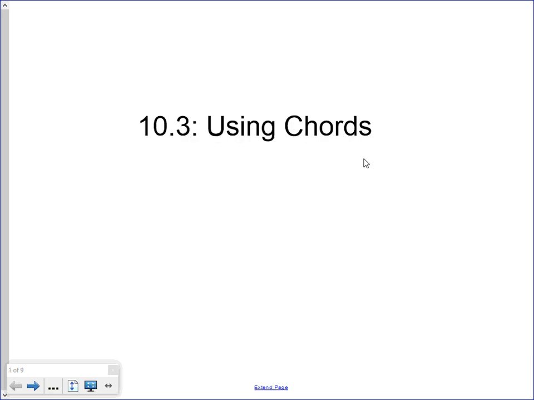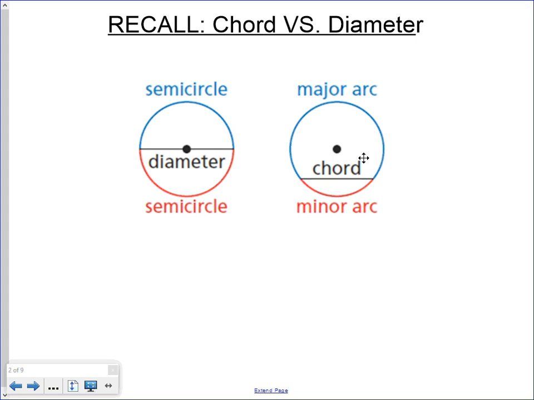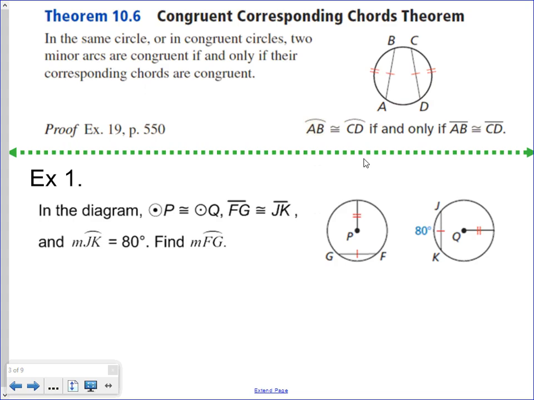So today we're going to be doing a few different theorems involving chords. Let's refresh our memories here, and this will be on your quiz as far as vocab: what a chord is. A chord is a segment that starts and stops on the circle. Let's look at the difference between a diameter and a chord. A diameter has to go directly through the center, so it's like a halfway point of the circle, and a chord does not have to go through the center, so it splits the circle into a minor arc and a major arc, okay? Today we're talking about chords. We'll talk a little bit about diameters as well.